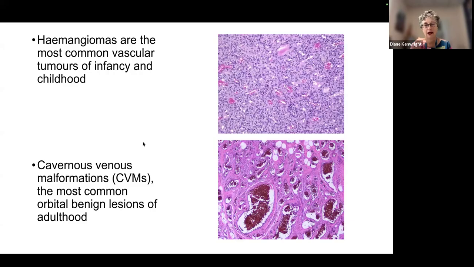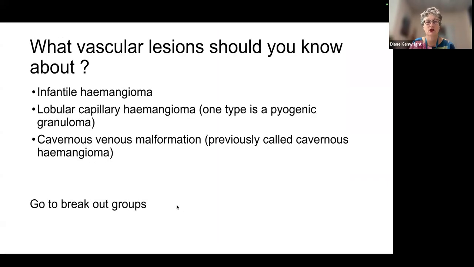All right, so here's the explanation with pictures. Hemangiomas are the most common orbital tumor of infancy and childhood, and they look like this with numerous endothelial cells proliferating and maturing into bigger vessels. Cavernous venous malformations are the most common orbital benign lesions of adulthood, and they look like this, all right? And they have large and small vessels which are surrounded by smooth muscle because these are venous malformations.